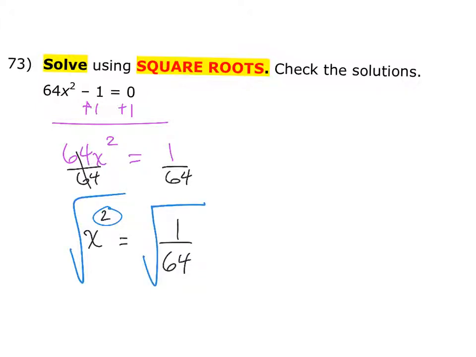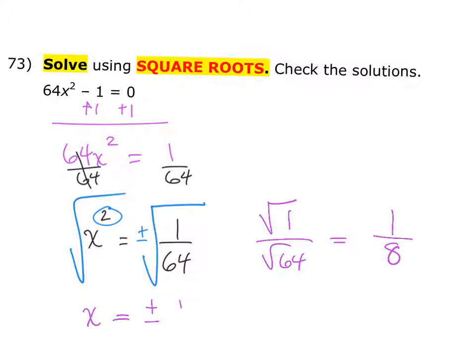remembering that when you take the square root, you get two solutions, the positive and negative. So that means that the square root of x squared is just x, and the square root of 1 over 64 is the square root of 1 over the square root of 64, which is 1 over 8, but it's positive and negative 1/8.